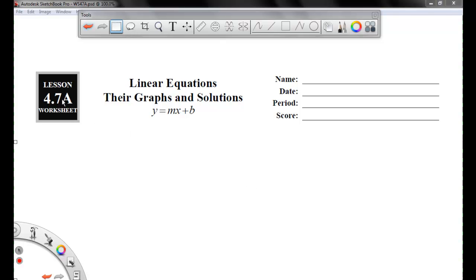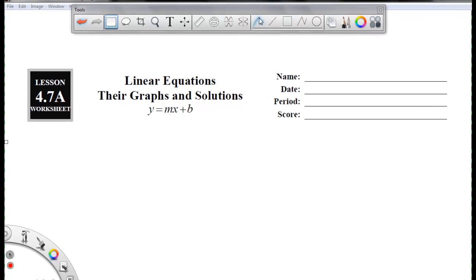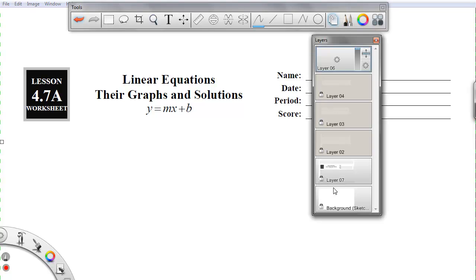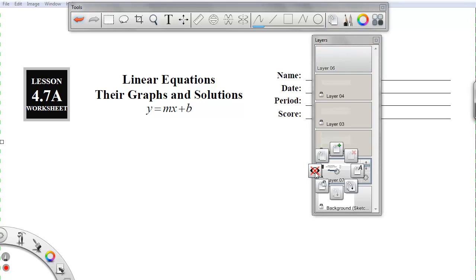Right now we're working on 4.7a. We're talking about linear equations, their graphs, and solutions, and we took notes on this yesterday. So we'll have a worksheet today. Make sure that you show all your work on this. If you don't show the work that I asked you to, you will not get the credit that you want.